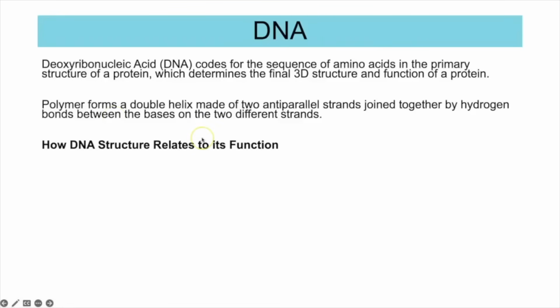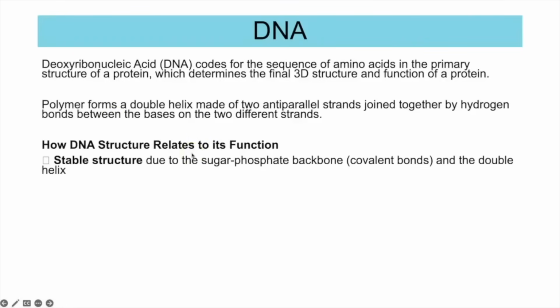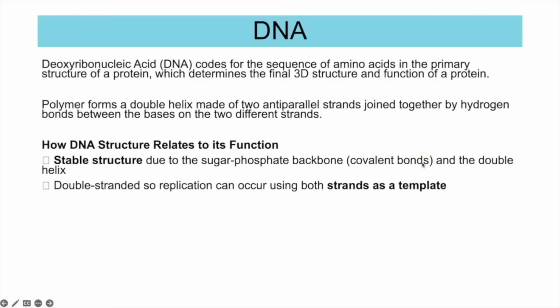So if we have a look at how the DNA structure relates to its function, it's a very stable structure, and that is because of the phosphodiester bonds that form between the adjacent nucleotides, creating what we call the sugar phosphate backbone. And those covalent bonds mean that the whole structure is very stable. The fact that it's double-stranded is advantageous when it comes to DNA replication. It means that both of those strands can be used as a template.